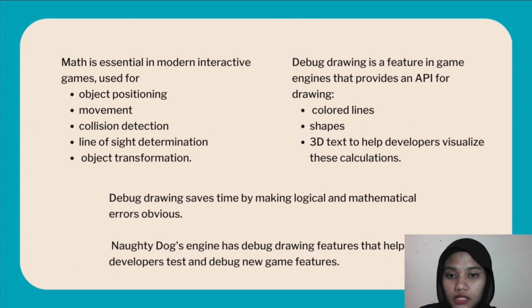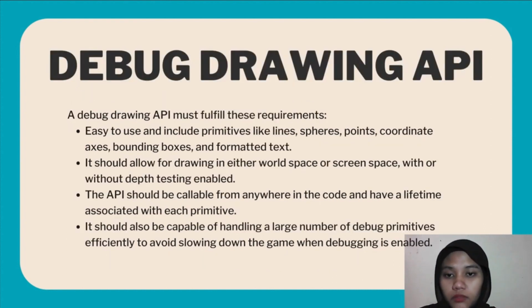We know that math is an extension in modern interactive games that is used for movement or collision detection. Plus, debug drawing is a feature in game engines that provides an API for drawing. Debug drawing can save time by making logical and mathematical errors obvious. Continuing with the debug drawing API.